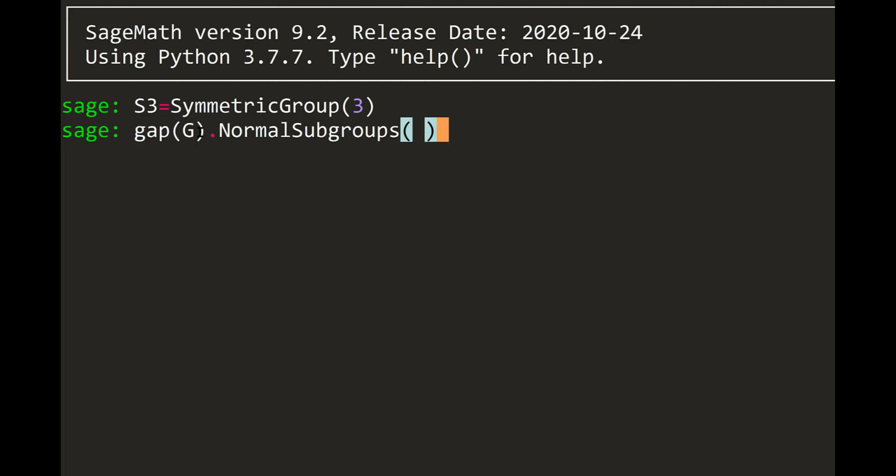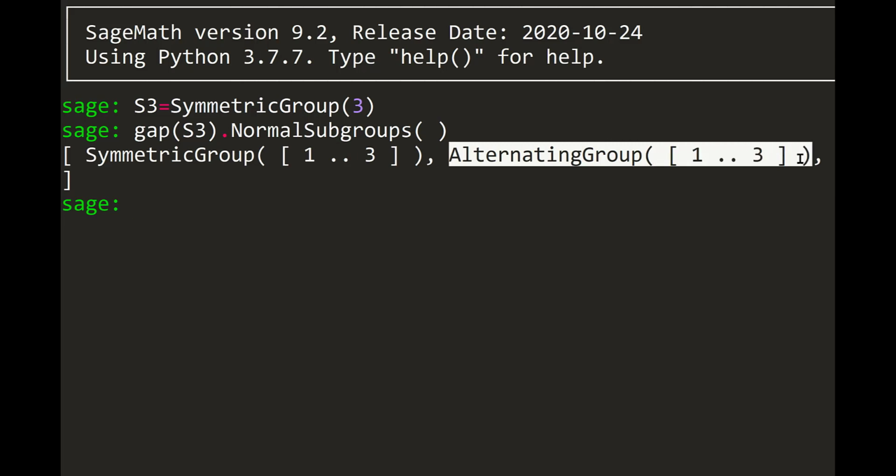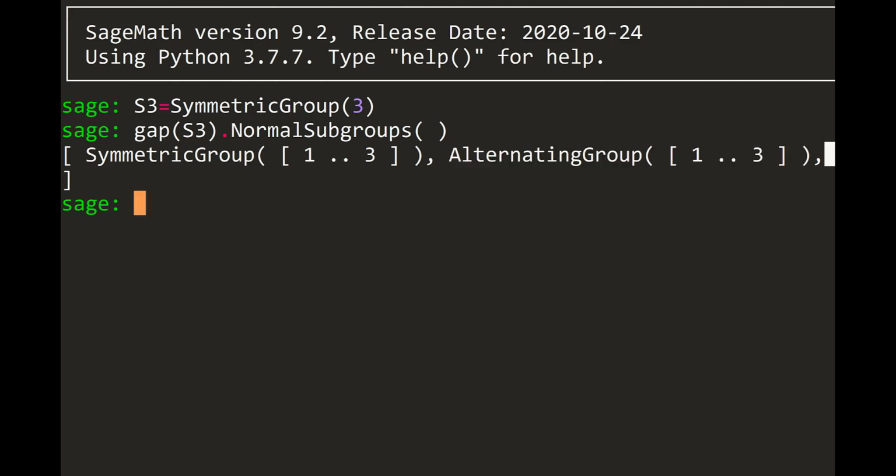And actually, if you involve GAP here in the following manner, let me just bring this up here. See, I put S3. So what am I asking? Am I asking it to give us the normal subgroups of S3? And when I do that, it tells us that the normal subgroups are the group itself, the alternating group, which is always a normal subgroup, and then the symmetric group, right? So that's all that we have for the normal subgroups of S3.